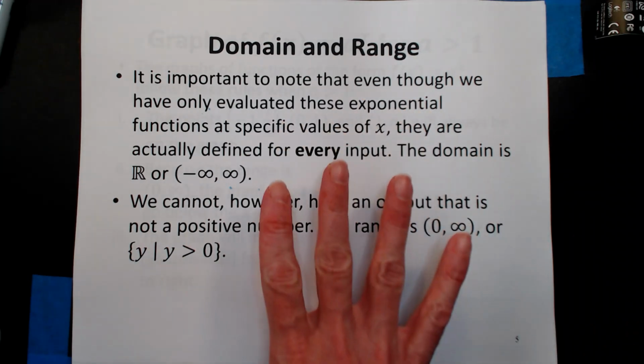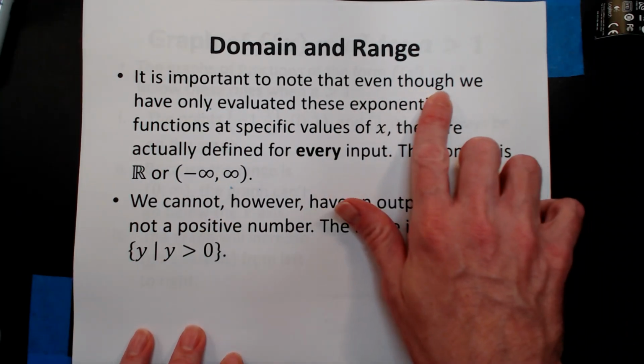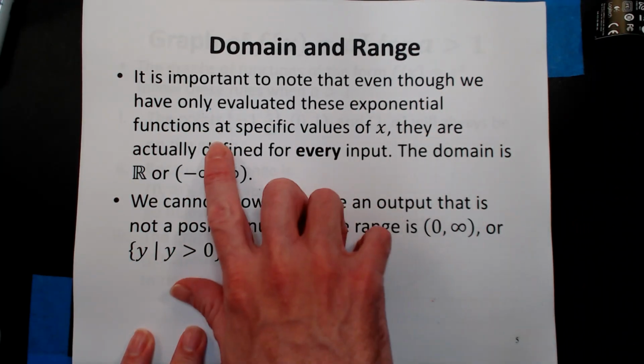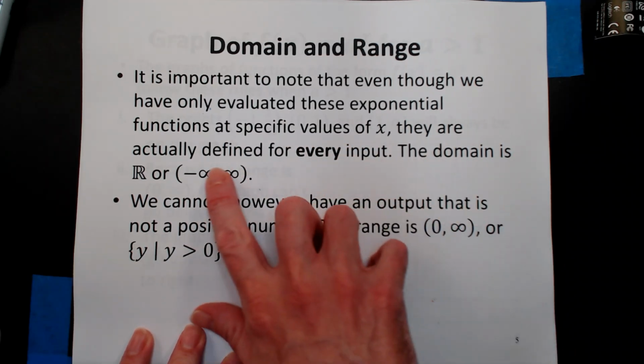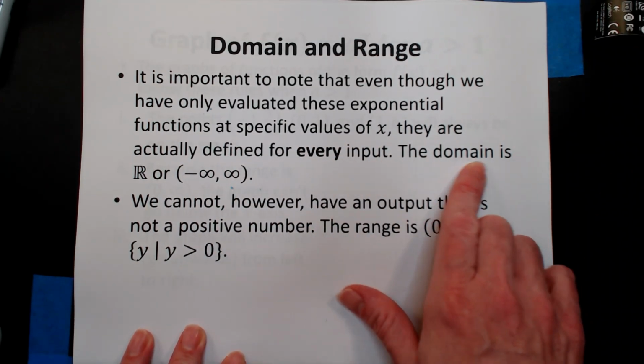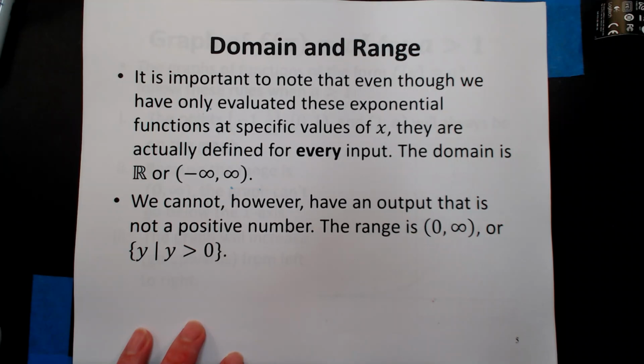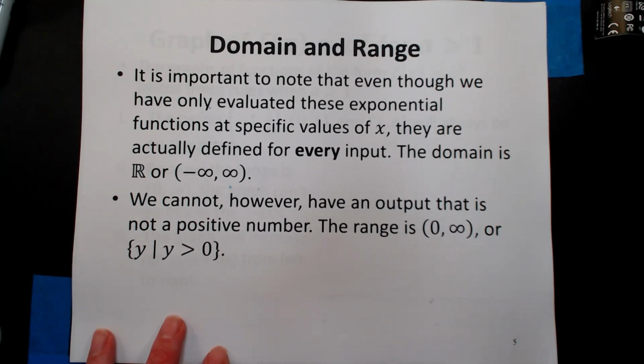Here we're going to talk about the domain and range real quick. It's important to note that even though we have evaluated the exponential function for specific values of x, they are actually defined for every input. The domain is all real numbers. You can raise any base to any power and you get a real number back. Well, not any base. You can raise a valid base to any power, and the base is going to have to be greater than 0, not equal to 1.